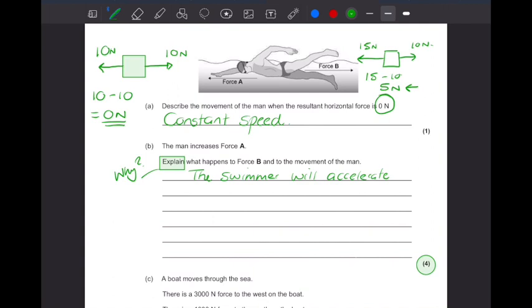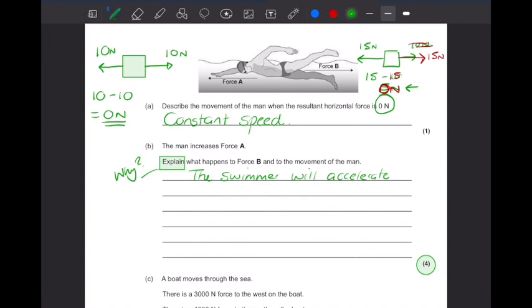So they'll start to get faster, but as they get faster, the force B will start to change because the swimmer is going to start hitting more and more water. The faster they go, the more water particles the swimmer hits per second. So force B, the backwards force, if we look at my diagram over here, will also start to increase. The faster they go, the more water particles it hits, the more water resistance there will be, until the backwards force and the forward force are equal again. In that case, we'll end up with 15 minus 15, which goes back to 0 newtons, and we'll end up with a top speed again, a constant velocity. So let's add that into our answer.